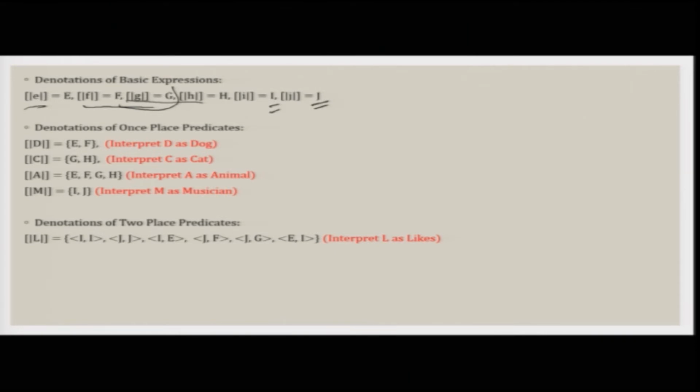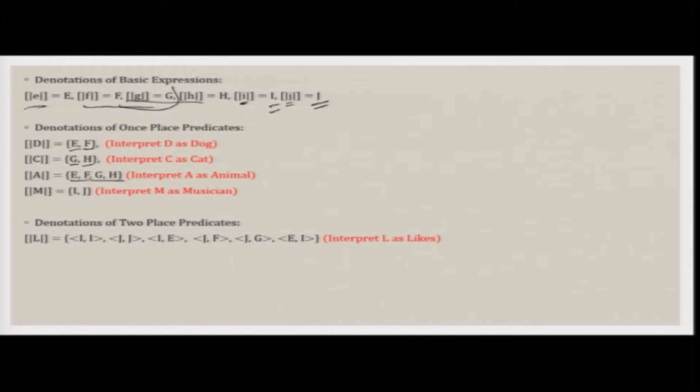Denotations of one place predicates. The denotation of D, or the reference of D, is a set which consists of just 2 members E and F, and then the denotation of C is once again a set consisting of 2 members G and H. We interpret say D as dog and C as cat, and then A can be interpreted as animal, and there are 4 animals in our system which belong to the set of animals E, F, G and H, and there are 2 musicians in our system I and J. The names are different. So, basically small i is the name, and small j is the name.